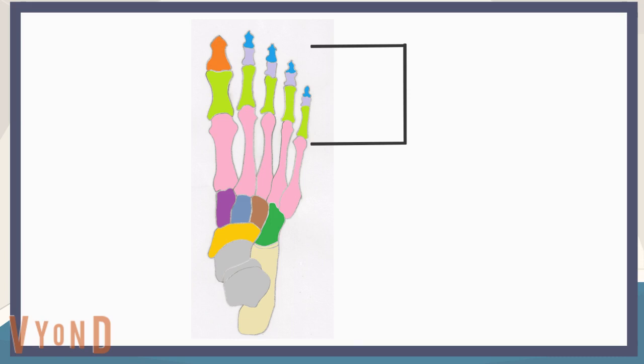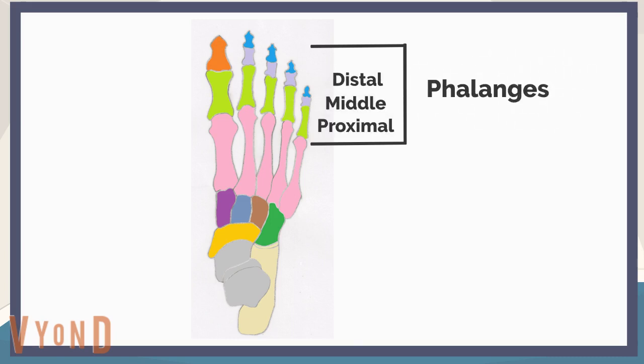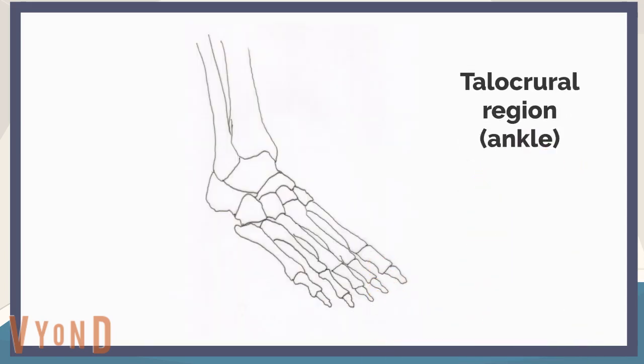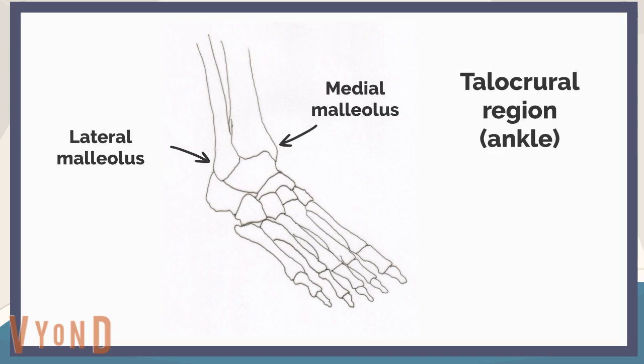The phalanges of the foot are the toe bones. 4 of the toes have a proximal, middle, and distal phalange, except for the big toe, which only has 2 phalanges. The phalanges are important for providing dexterity. The ankle, or the talocrural region, is the region where the foot and the leg meet. As mentioned previously, the lateral and medial malleolus help form the ankle.